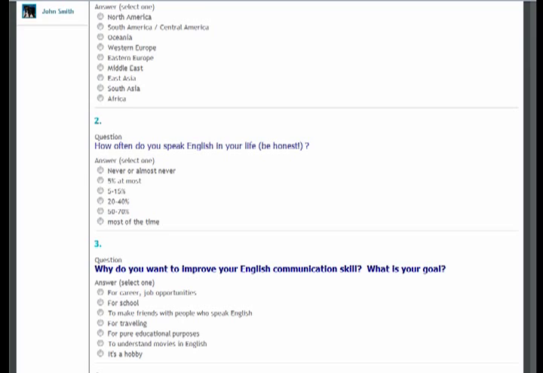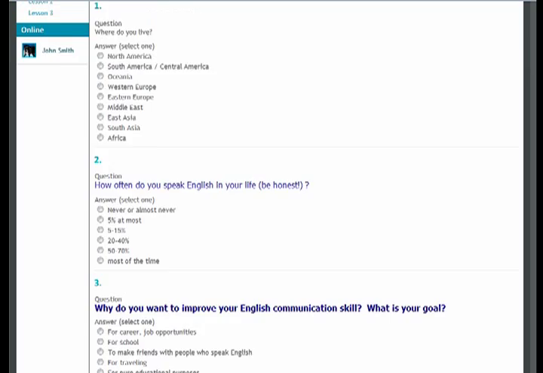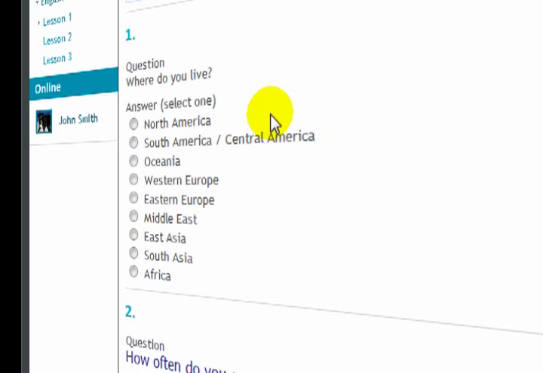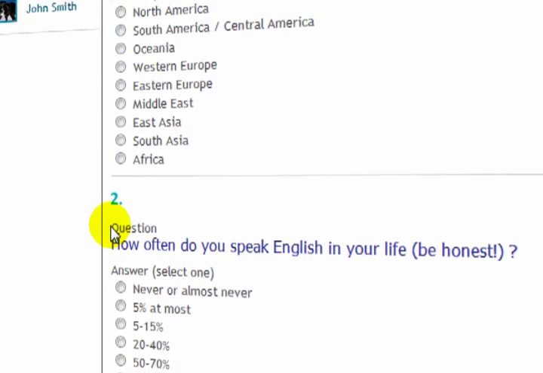Now there's only 4 of them. The first one here, where do you live? So I'm not asking what country. I just want to know what part of the world you're in. If you're in South America, if you're in South Asia, East Asia, just check one of these. They're actually radio buttons, or you can just look at them as circles. Anyway, let's look at number 2.